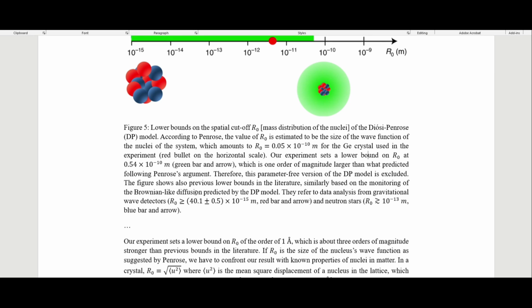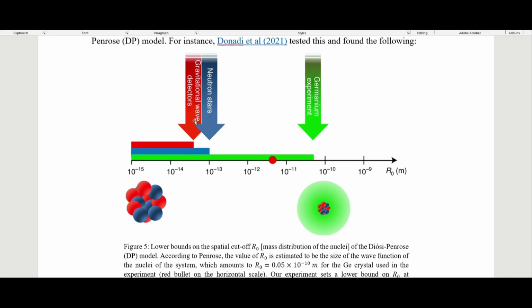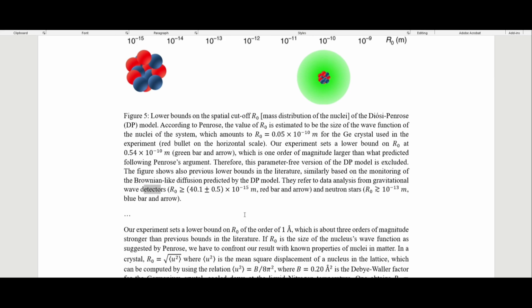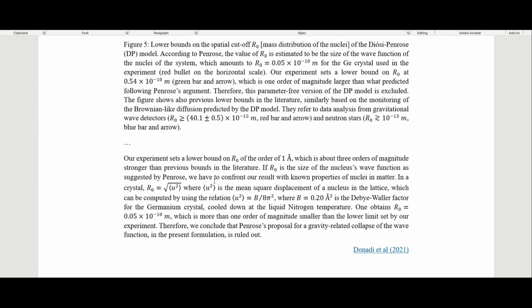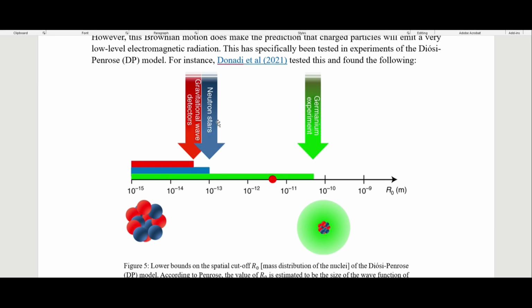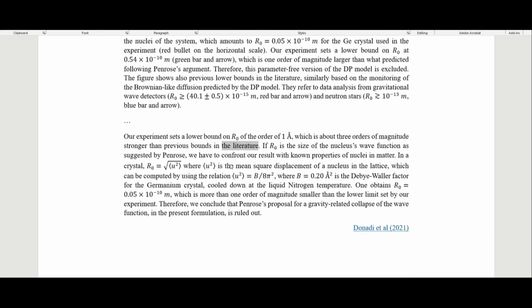The figure up here also shows previous lower bounds in the literature based on the monitoring of Brownian-like diffusion predicted in this model. They refer to data analysis from gravitational wave detectors, which is the red bar and arrow up here, and neutron stars, which is this blue arrow right here. Then later in the actual text of this paper, they say, our experiment sets a lower bound on R sub naught on the order of 1 angstrom, which is about 3 orders of magnitude stronger than the previous bounds in the literature. So they're talking about the neutron star and gravitational wave detector bounds.